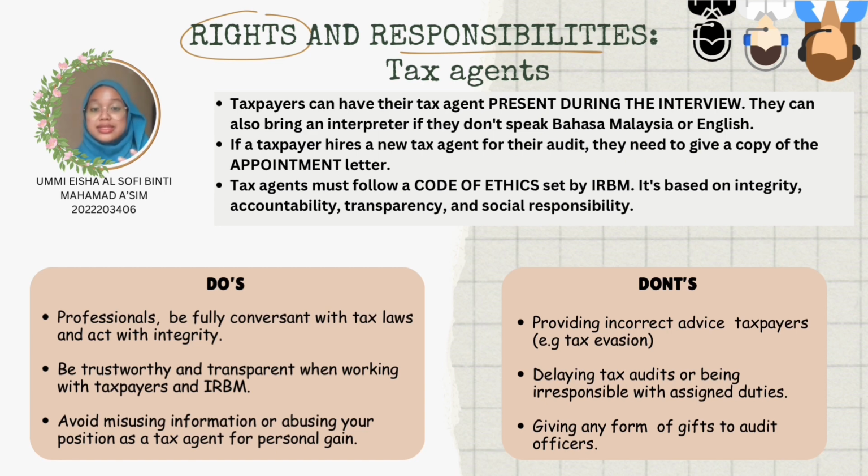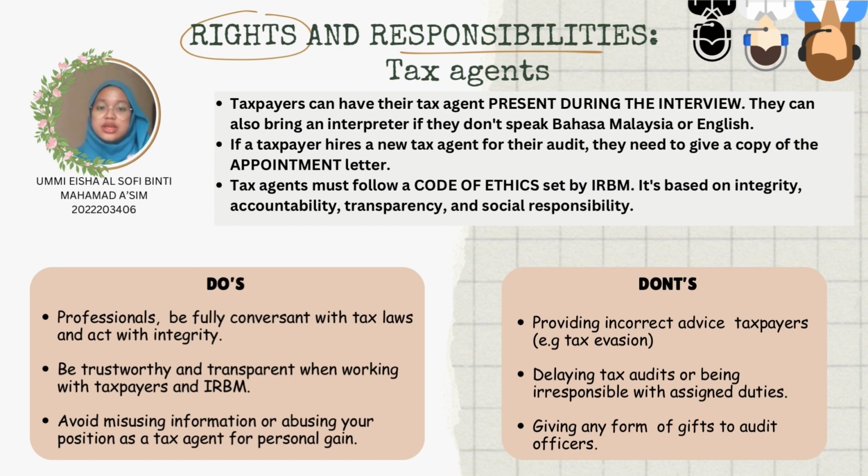And as a tax agent, what they should do is, the first one, be professional and be fully conversant with the tax laws and act with integrity. The second one is to be honest, trustworthy, and transparent when working with the taxpayer and IRBM, and also fully cooperate and follow the rules and guidelines set by the IRBM. They also should avoid misusing information or abusing their position as a tax agent for personal gain.